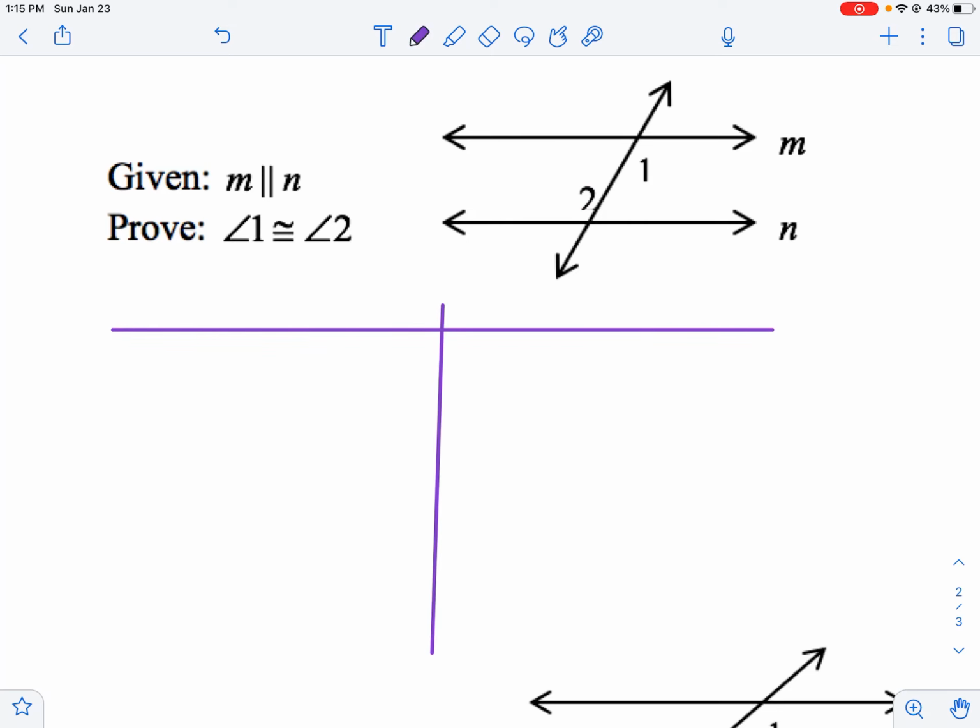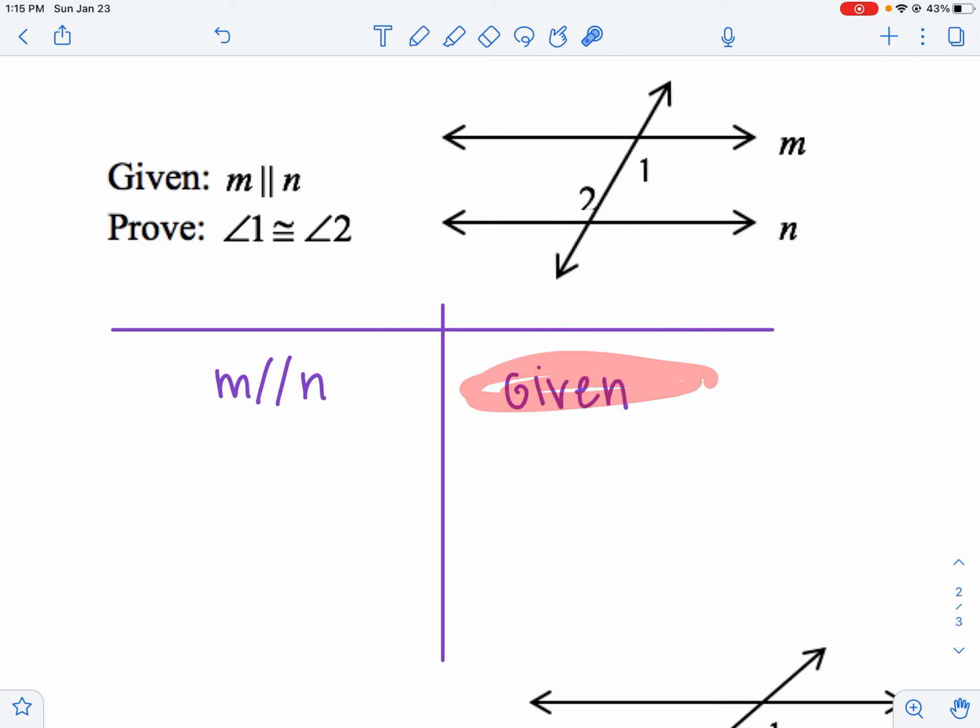So before I even start thinking, really using my brain, I'm just going to go ahead and set up my chart and copy down my given. So M is parallel to N. My statement always goes on the left, and given will always be in the top right. And I always have students ask, will given always go there? Yes, every single time. Given will always go on the top right, always, every single time. Okay, so M is parallel to N.